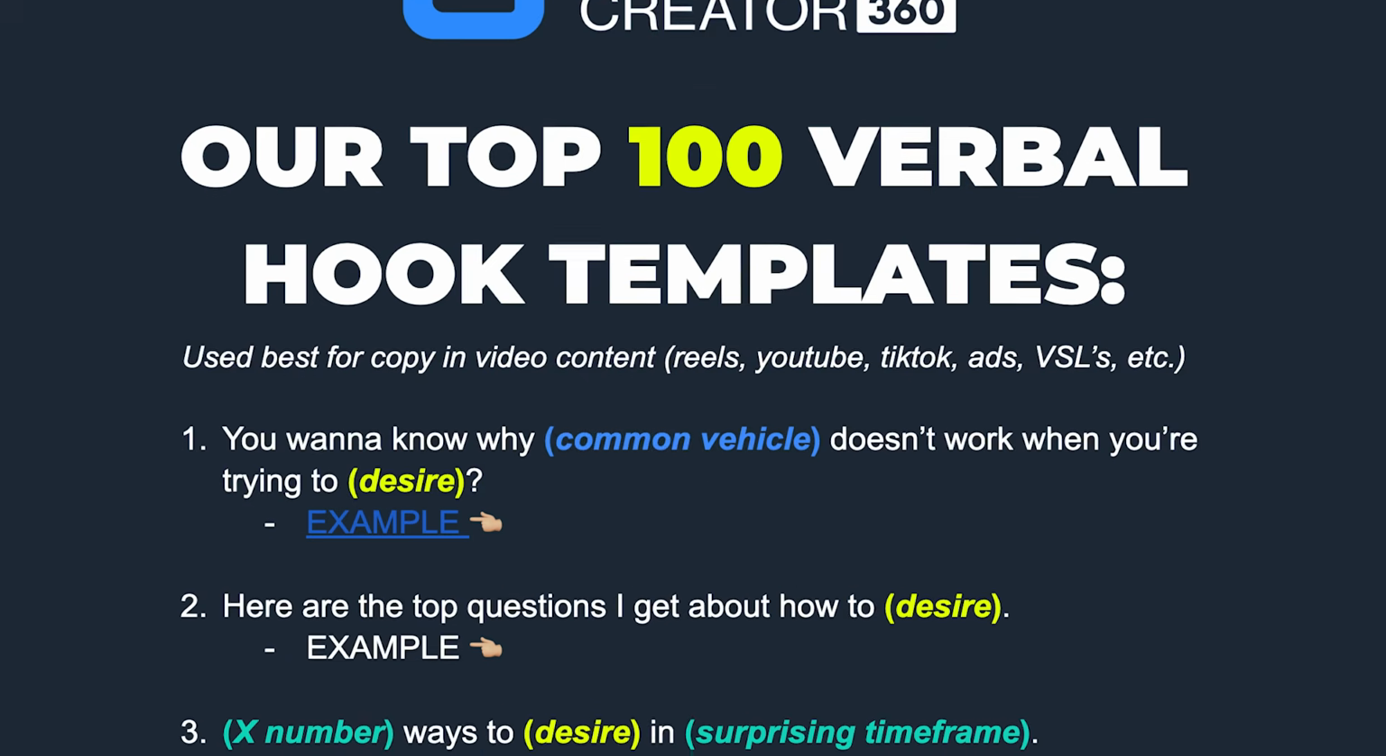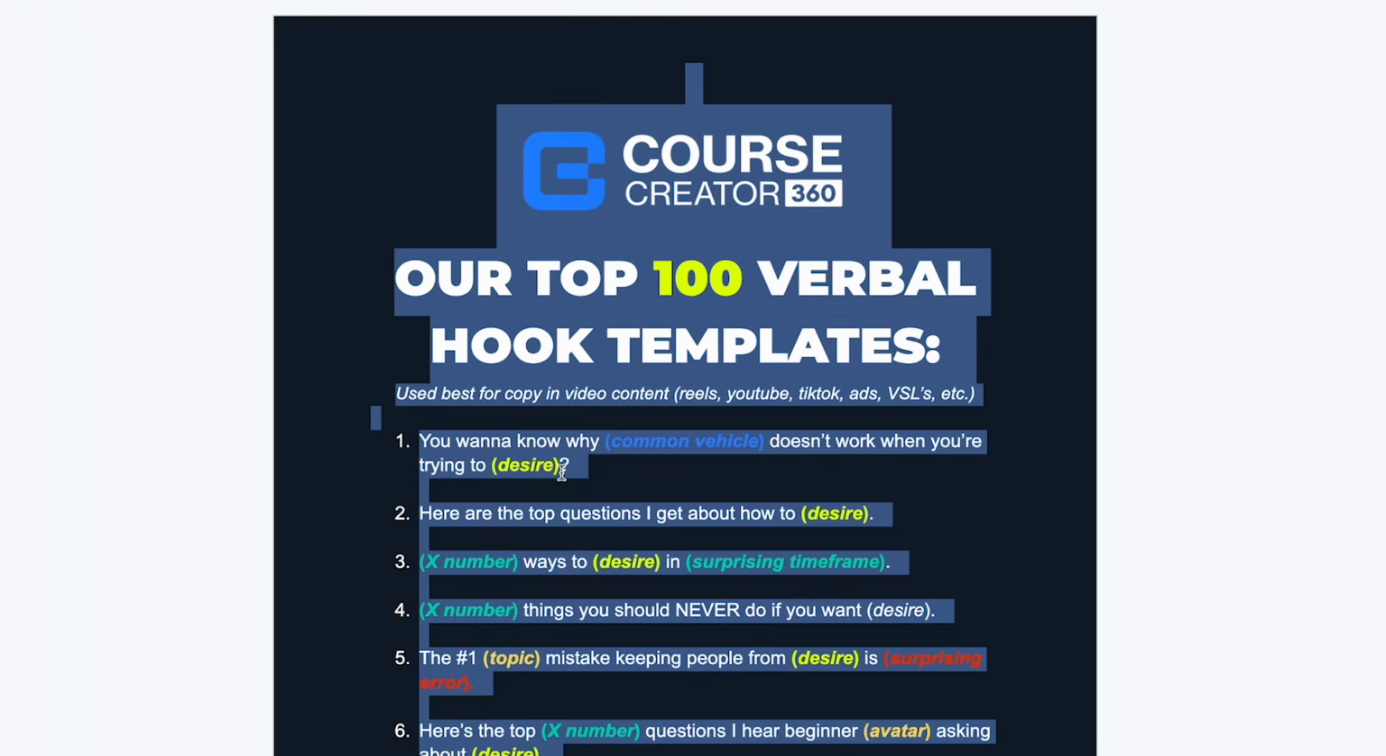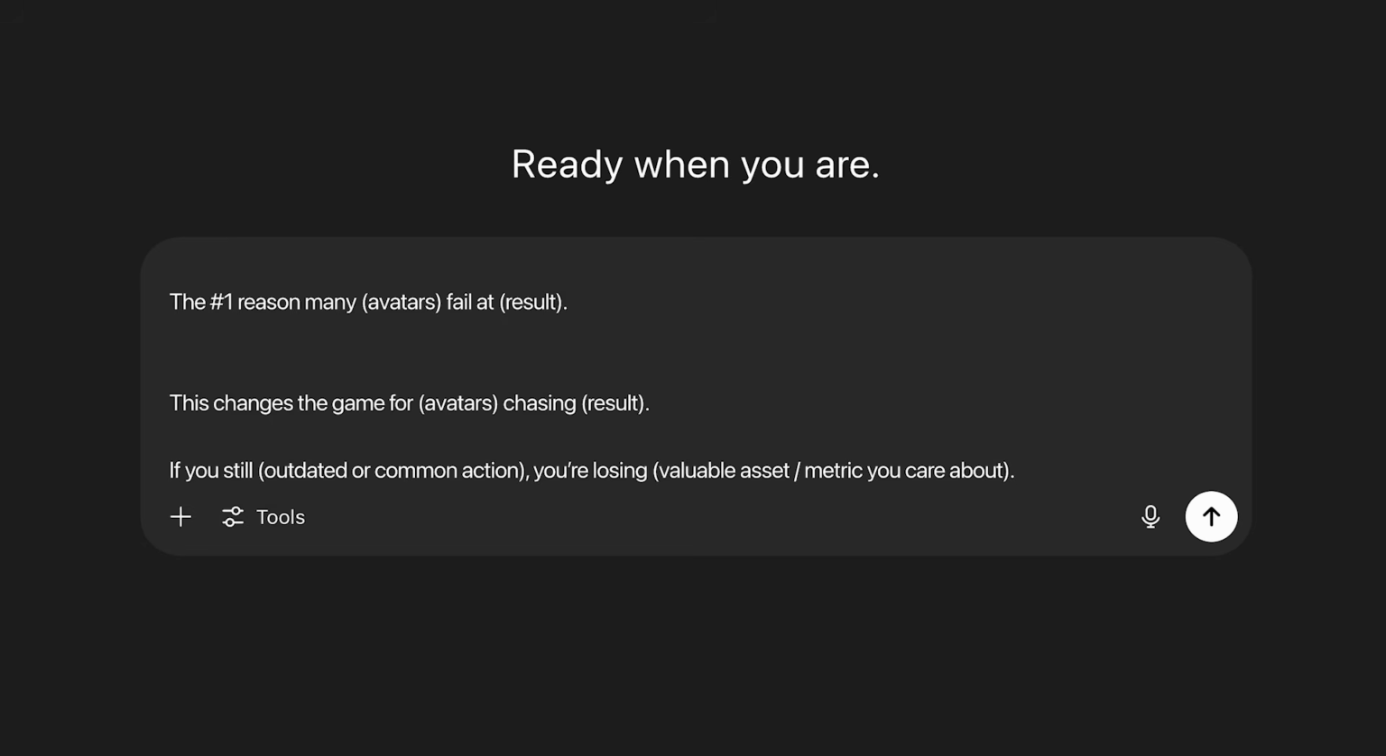Some real examples of shortcuts. My 100 hook template library is a shortcut. You could spend 5 years studying hooks, becoming a really good copywriter, analyzing what works, testing hundreds of variations like I have, or you could just take my templates, plug in your topic, and have a working hook in 30 seconds. That's the value. I did the work already. You get to skip it.